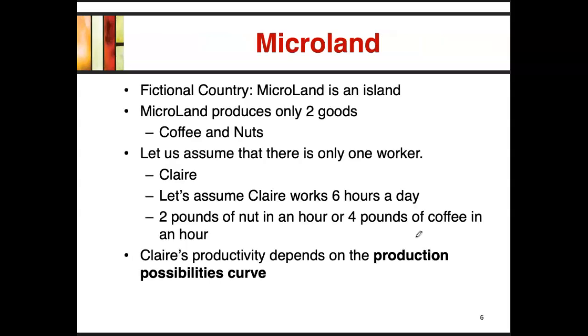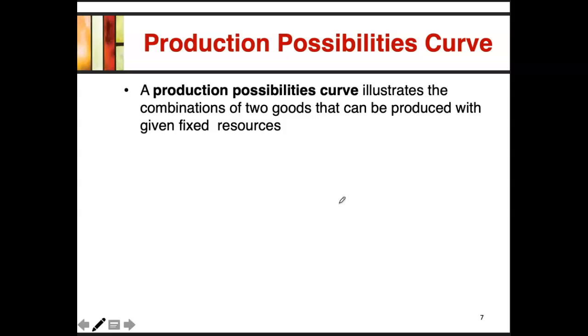So going back to our scenario, her resources are 6 hours a day. She's able to work for only 6 hours a day, so basically that is her resource. All right, so the combination of two goods, which is basically coffee and nuts, that can be produced given her fixed resources of 6 hours a day.